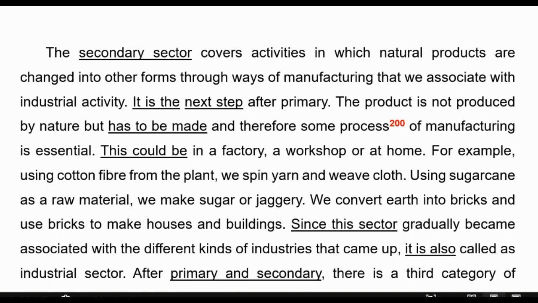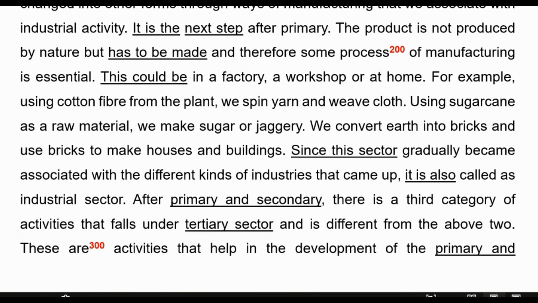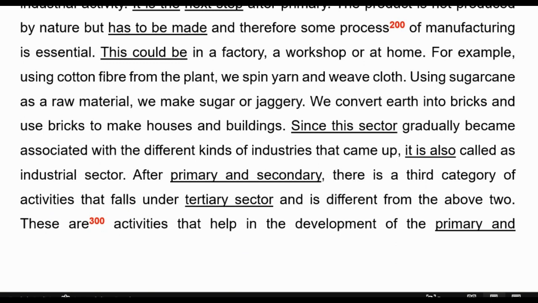For example, using cotton fiber from the plant, we spin yarn and weave cloth. Using sugarcane as a raw material, we make sugar or jaggery. We convert earth into bricks and use bricks to make houses and buildings. Since this sector gradually becomes associated with the different kinds of industries that came up, it is also called the industrial sector. After primary and secondary, there is a third category of activities that falls under tertiary sector and is different from the above two.